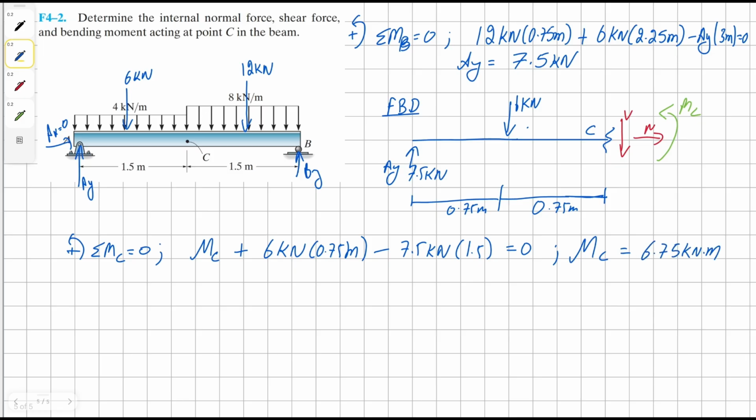And then finally, we just have to find our shear, which is simply going to be sum of forces in y direction. So we have positive 6 kilonewton, negative 7.5 kilonewton, and then we have negative shear force, all equal to 0. Solving for shear force, we get our solution as 1.5 kilonewtons positive.